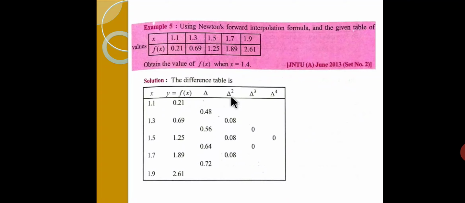The second forward differences are delta y1 minus delta y naught 0.08, delta y2 minus delta y1 0.08 and delta y3 minus delta y2 0.08. The second difference values are all the same, so the third difference values are equal to 0. Here y0 value is 0.21, delta y0 is 0.48 and delta square y0 is 0.08. Okay, we substitute these values in the formula.